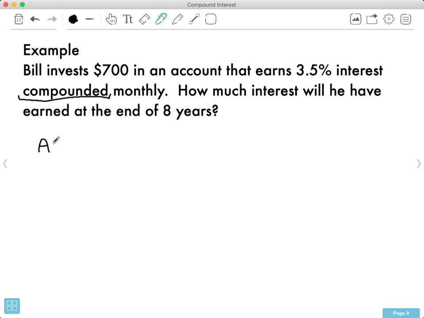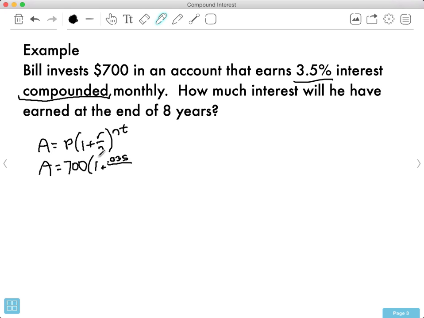It's A equals P times 1, just leave the 1, it's part of the formula, plus R over n, to the exponent nt. So for this question, my initial amount invested is $700, so I put in 700 for P. I leave the 1. My rate is 3.5%, which as a decimal is 0.035.